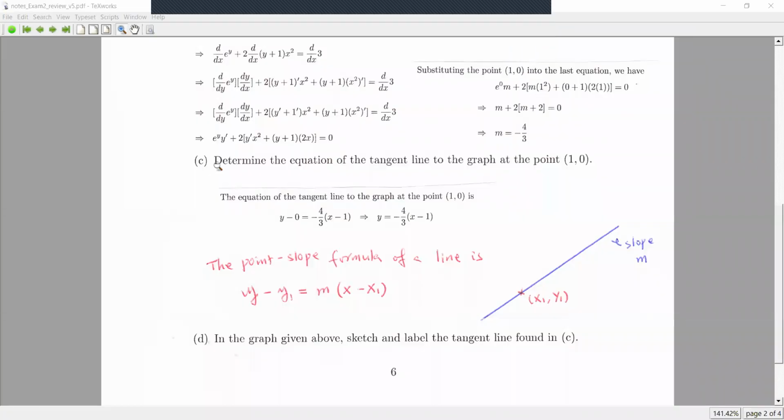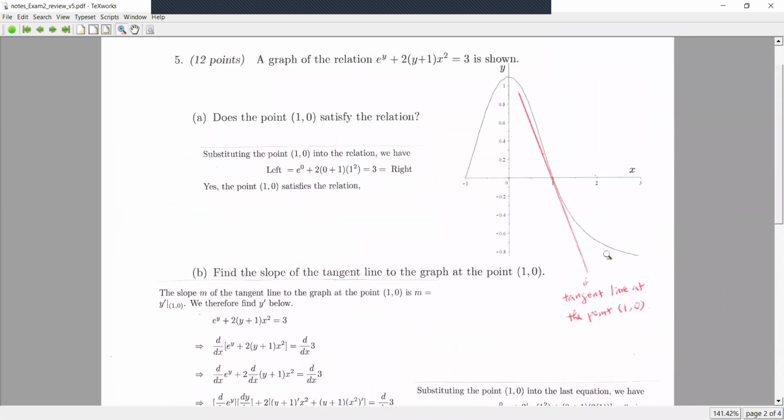Part C. Determine the equation of the tangent line to the graph at the point 1, 0. That is, we need to write down the equation of this tangent line. About this tangent line, now we have its slope, negative 4/3. And also we have one point on the tangent line. The point is 1, 0. By the point slope formula, we can write down the equation of this tangent line.